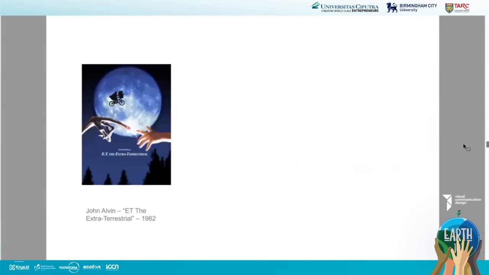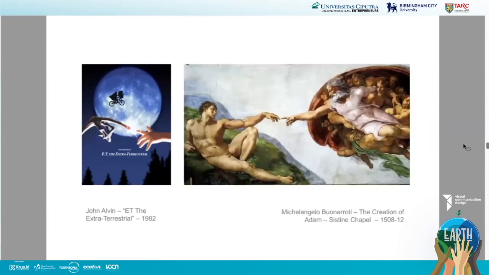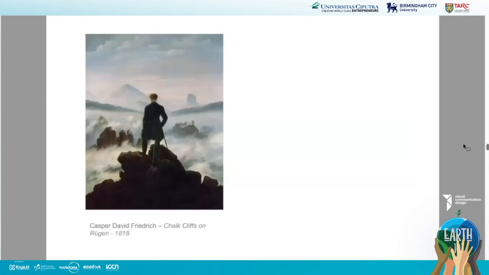Where do you think the original idea for the alien finger and the human finger come from? Most of you should be able to go, I recognize this. It's based on the Sistine Chapel, the creation of Adam. So this is an interesting thing that we know where the idea comes from. Okay, so very, very interesting. If you look at how posters are designed, film posters, they will take ideas from lots of other sources, and you're appropriating small elements.